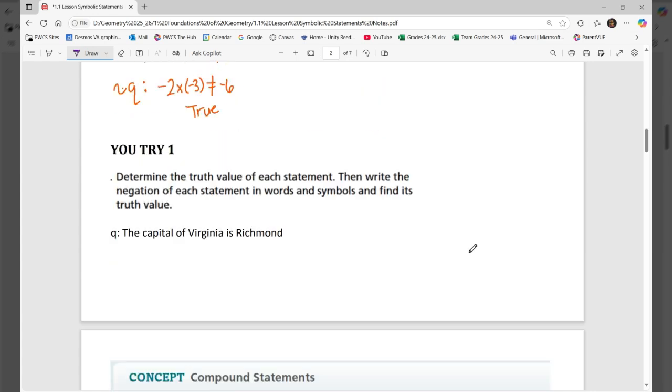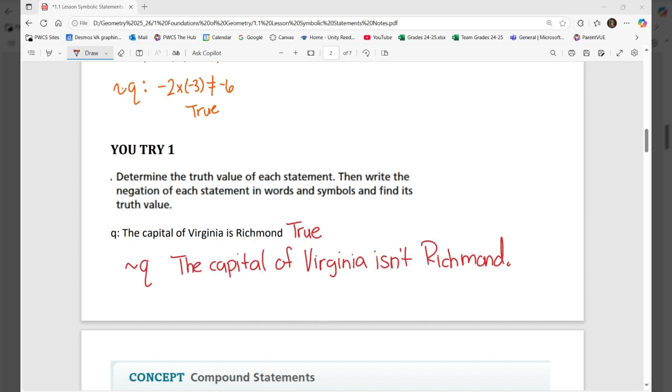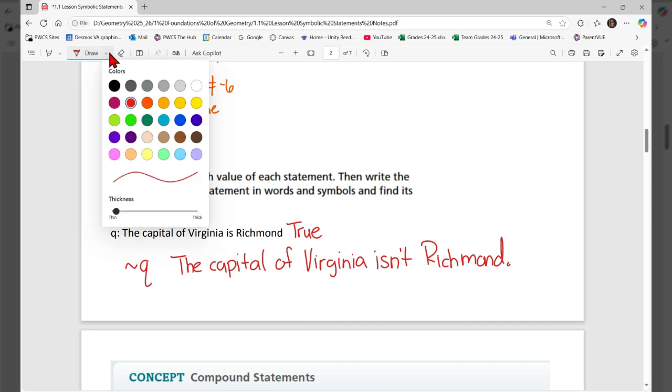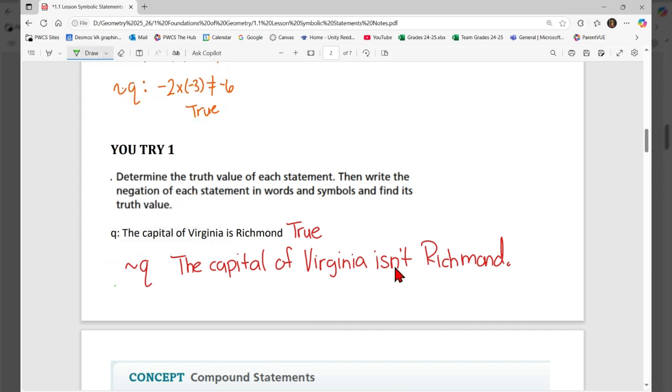And so what I want you to do right now is just pause right here. Please pause. And I want you to write the negation of the capital of Virginia is Richmond, and then see if you can decide if these things are true or false. So the original statement was true. And so if we wanted to negate that, we would say the capital of Virginia isn't Richmond. So we're going to negate it by changing is to isn't, which would create a false statement.